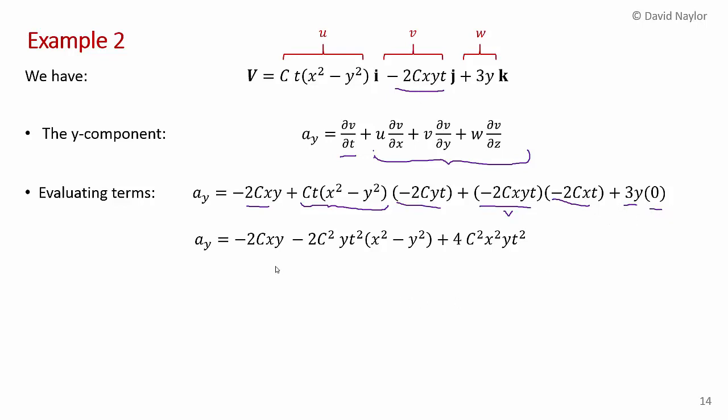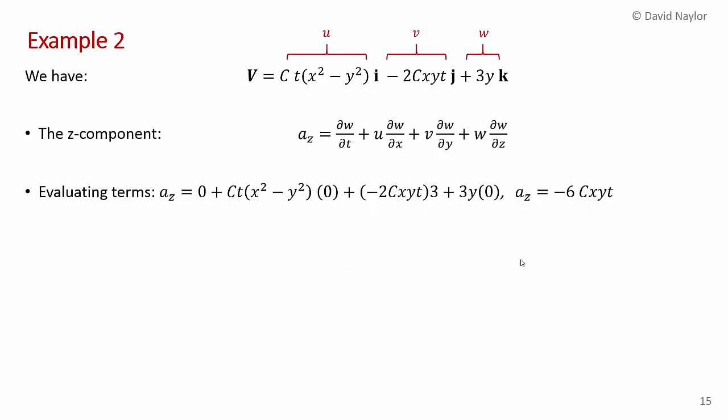And then below here, I've just simplified. This term here is going to become minus c squared t squared y, right? That's correct. And then I've combined, of course, the negative signs become a positive sign, and you get a 4c squared x squared yt. Yeah, that looks correct too. Now we move on to the z component of acceleration.